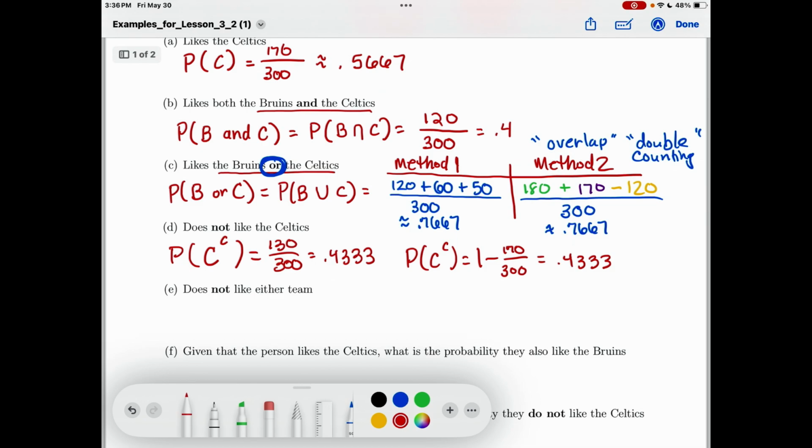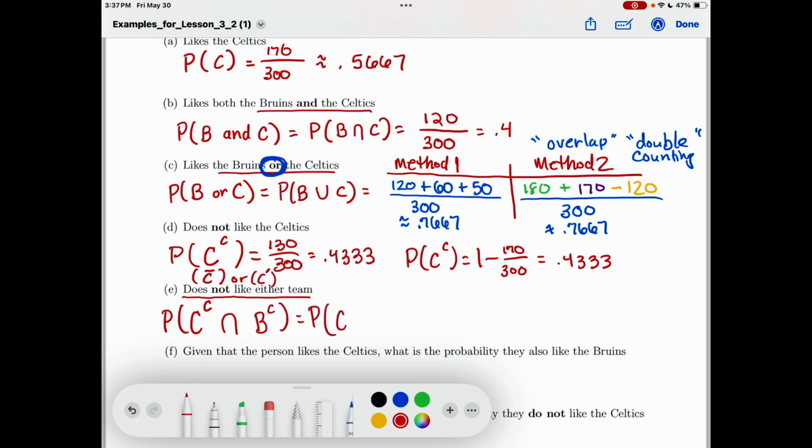And don't forget, there's different notation for the complement, right? I could have written it like this with a bar, or I could have written it like this with a little prime symbol. Any of those symbols represent the complement, which is not liking the Celtics. It's not C. All right, part E says, what's the probability that someone doesn't like either team? So they don't like the Bruins and they don't like the Celtics. So we would write that as the person does not like the Celtics and they don't like the Bruins.